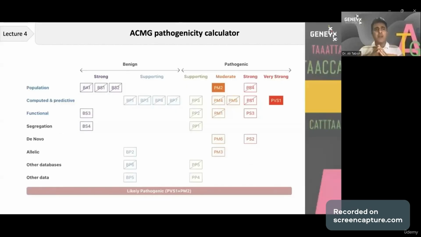This is the one from Genix. So different rules are applied, auto-populated, for example, PM2, depending on whether the variant is rare. And this is a loss of function variant, so the Genix calculator software applied PVS1. So it comes to a final classification, likely pathogenic, PVS1 plus PM2. And these are the ones which are crossed. These are not met. But we can also search for additional evidence and try to implement, for example, PS3. Right now, there is no mark on PS3. We can go into the publication and try to see if there is functional evidence available, and then we can apply PS3. And it will change the classification to pathogenic, for example.